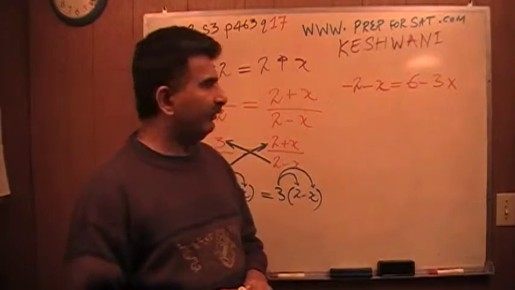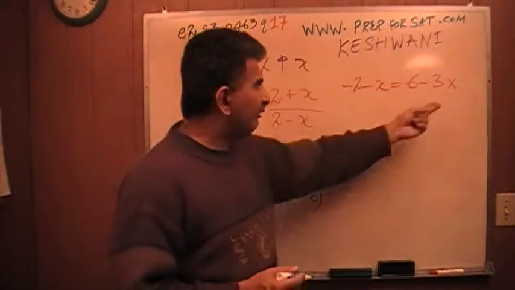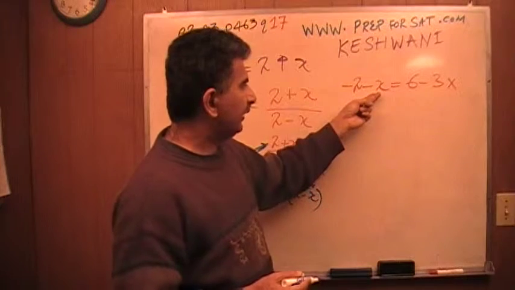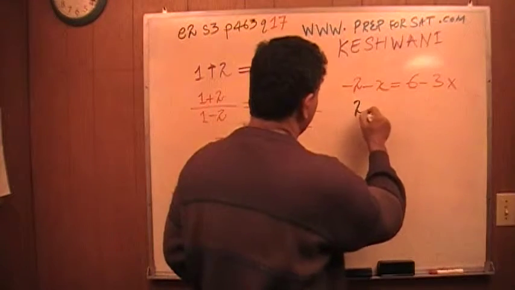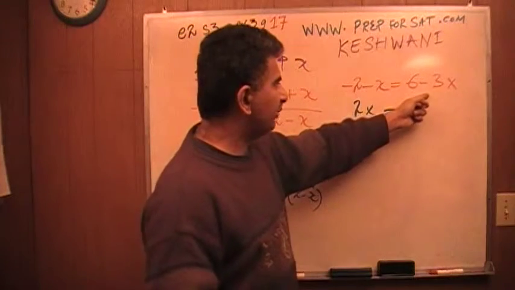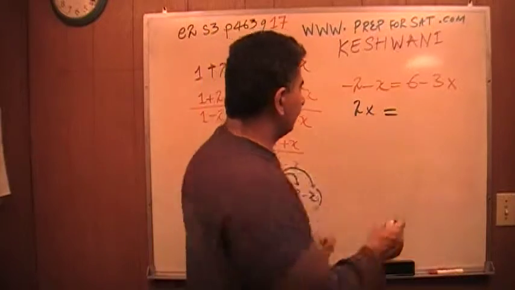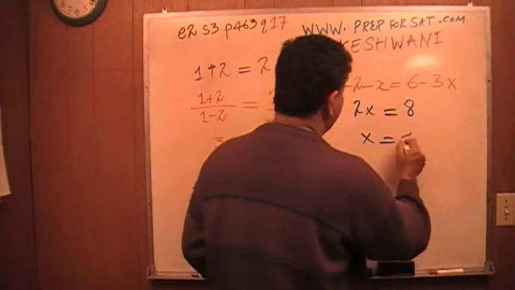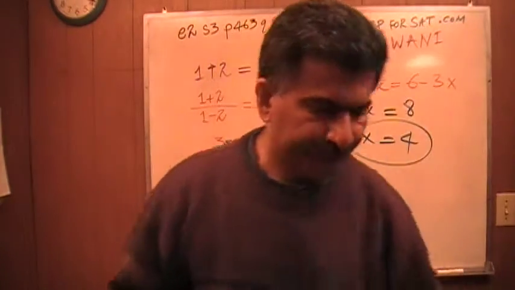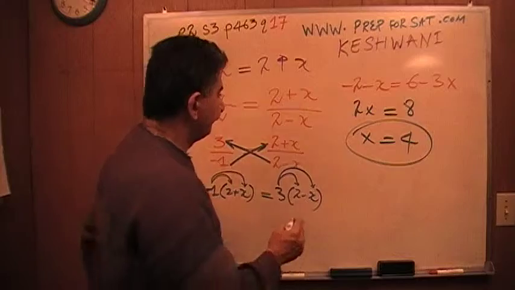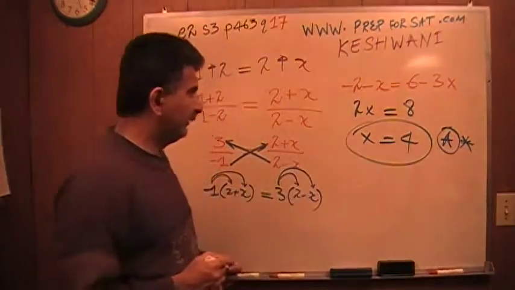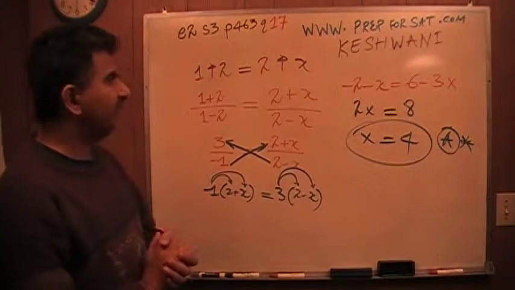Another way of saying the same thing, a little bit grown up way, would be: let's bring the 3x on this side. If I bring the 3x on this side, it becomes a positive 3x, and a -x will give me positive 2x. And let's bring this -2 to that side. When I bring the -2 to that side, it becomes positive 2, plus a 6 will give me 8, and x becomes 4. There you go, that's your answer. Let's see what answer choice that is. Oh, it's answer choice A. The answer is A. That's it. That's very straightforward, very simple.